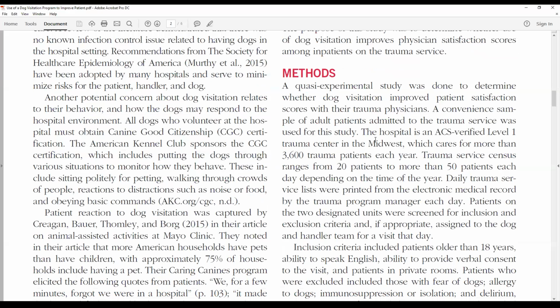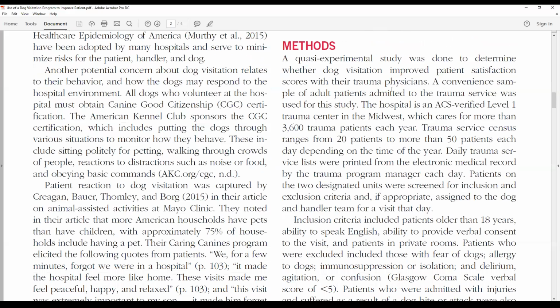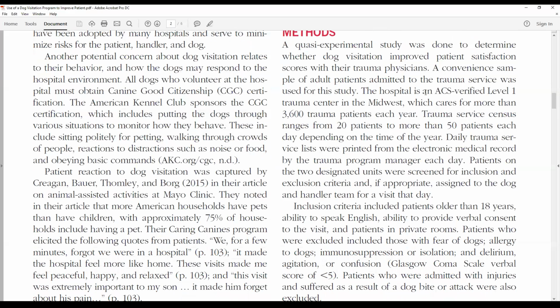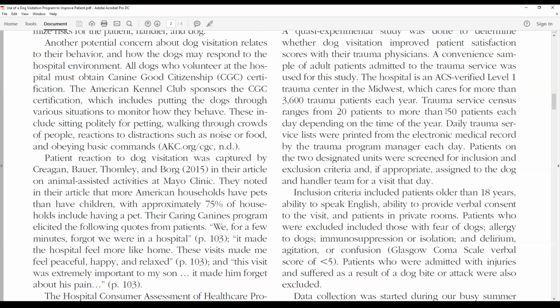So they're going to outline their methods. This right here, a quasi-experimental study. Quasi-experimental means something very specific, so we would want to look that up and find out what exactly that means, because it's a specific type of experiment or experimental model. So here they're going to outline where they got their sample from. So they are using a certain hospital.